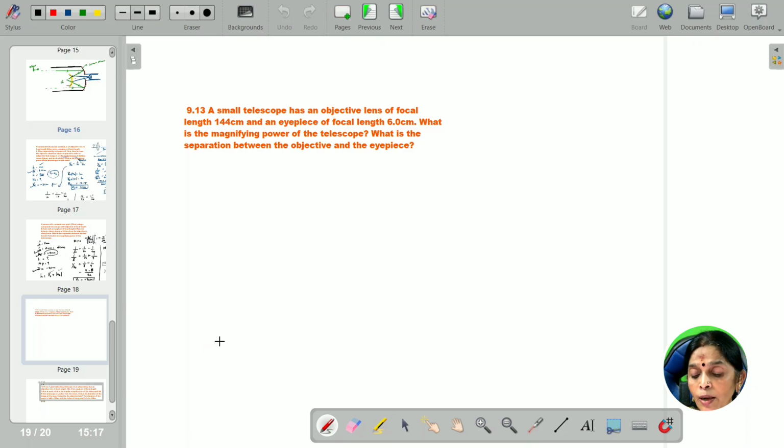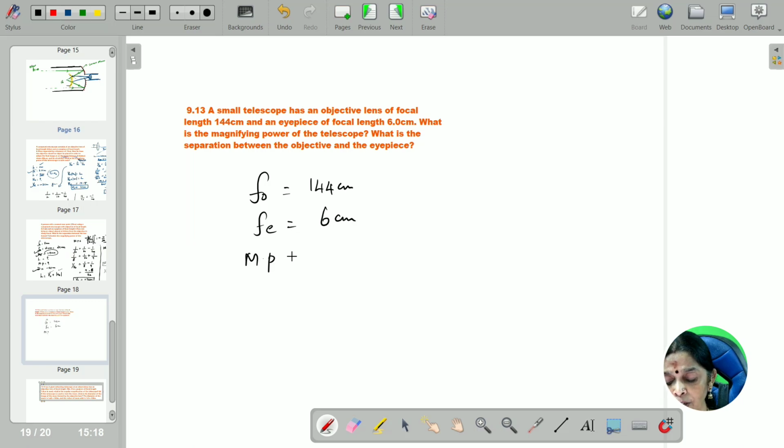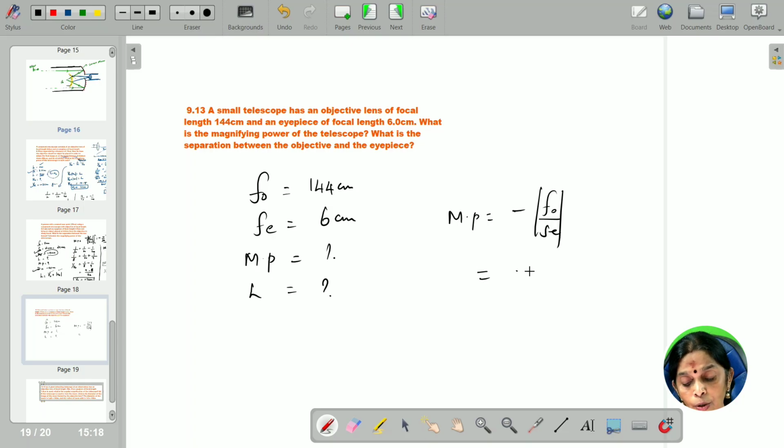Now a small telescope has an objective lens of focal length 144 centimeter and eyepiece of focal length 6 centimeter. What is the magnifying power of the telescope? Very easy, and tube length. So therefore magnification power is equal to minus Fo by Fe. Minus sign denotes that it is an inverted image. So that is equal to minus 144 divided by 6.